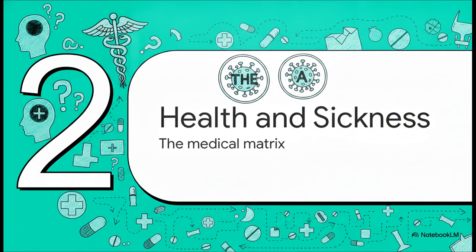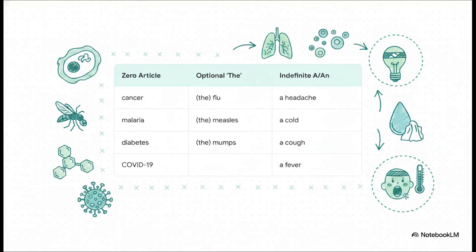Moving right along to Section 2: health, sickness, and articles. Time to navigate the medical matrix. Ever wonder why catching the flu feels grammatically totally different from catching a cold? Well, I've broken down these tricky medical rules into a pretty clean cheat sheet for you. We've got our zero-article diseases, things like cancer, malaria, diabetes, COVID-19. Then we have common ailments with an optional the, like flu, measles, and mumps. You can totally say she caught flu or she caught the flu.